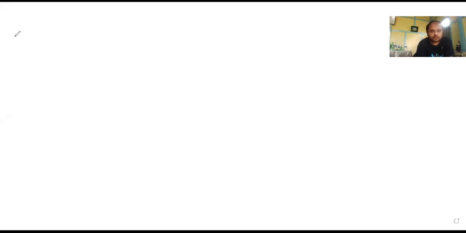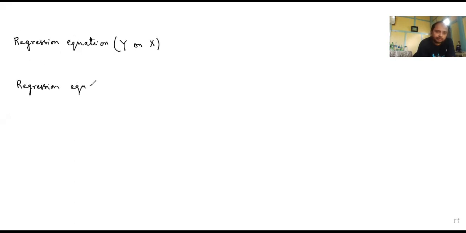Now, in the previous session, we came to know about the regression equation between the variable x and variable y. There were two regression equations. One is called y on x, and another regression equation is called x on y. Now, let me write the regression equation once again, because one important point I need to discuss before I go into the details of how to find these regression equations.